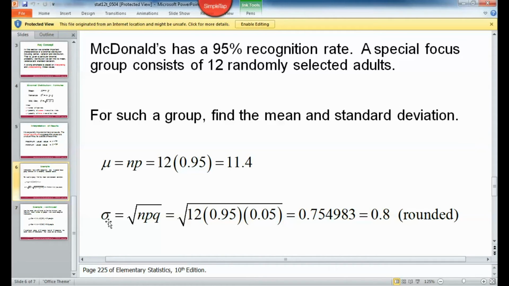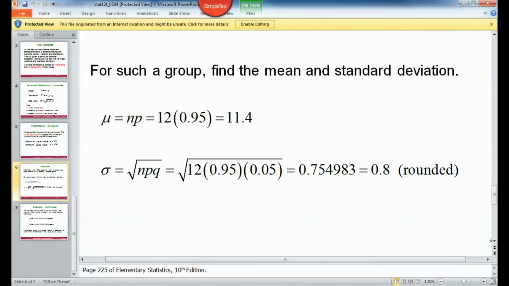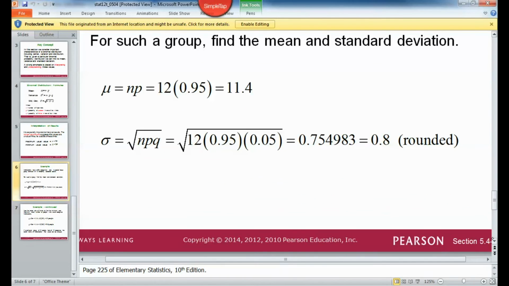The standard deviation is the square root of n times p times q. So n was 12, p was 0.95, q is going to be 0.05. So multiply the numbers under the radical, take the square root, and you get this decimal. We round that to one place, it's 0.8.